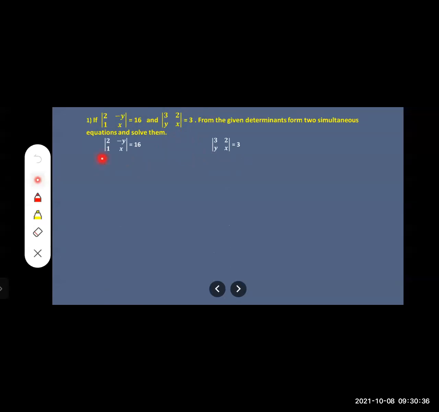Okay, how can we do this one? See, first you write the given thing. 2, 1, minus y, x equal to 16; 3, y, 2, x equal to 3. It is given here, so I have written it over here.